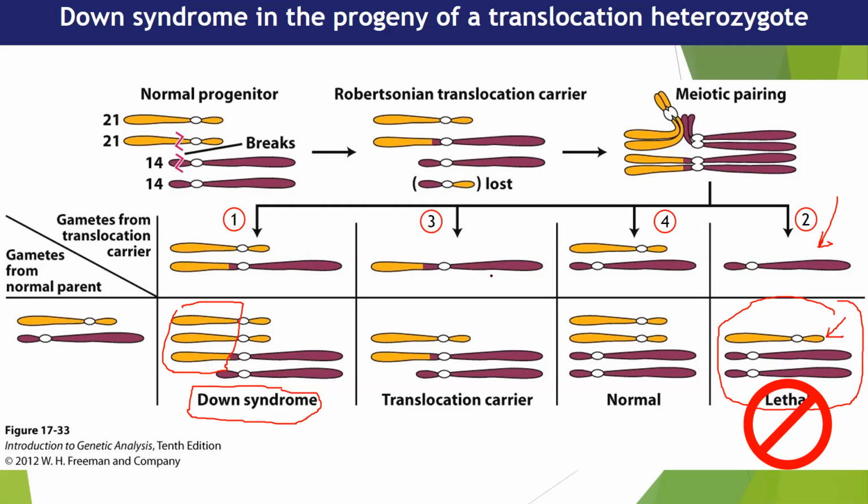All right. However, if we look at the other possibility, if the carrier parent produces a gamete like this, the 3 and the 4. So if the 2 normal chromosomes come together, at the same time, the translocation chromosome will come alone to form a gamete, right?